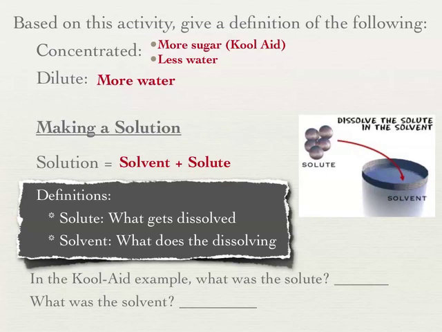In this Kool-Aid example, what is the solute in the Kool-Aid? Matt? Kool-Aid powder. Mainly it's sugar, some flavoring and coloring. And the solvent is water. In our case, we're almost always going to use water as a solvent, but there are other solvents as well.